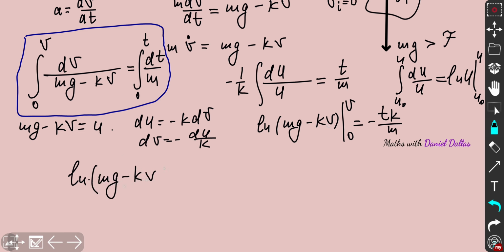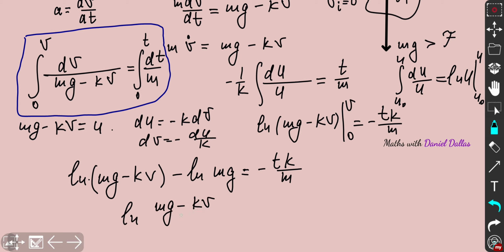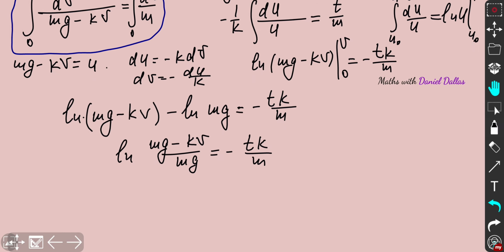We set up the top boundary and we subtract ln when we put 0, so we'll have ln of mg. So that's what we have on the right side, -tk/m. Using the property of logs, we simply need to say that it's going to be (mg - kv) over mg, and on the right side we'll still have that. It's not changing. All right, so let's move next.